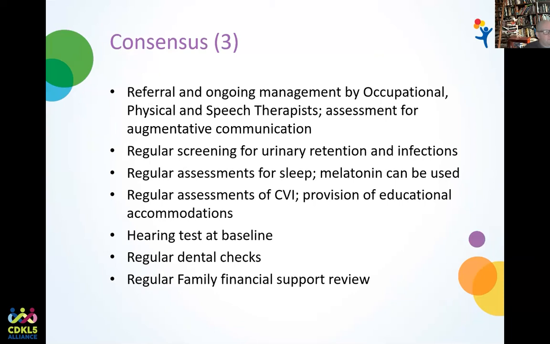There should be regular assessments for sleep, and melatonin can be used to treat sleep. Should be regular assessments for cortical vision impairment, or CVI. There should be provision of educational accommodations. Should be a hearing test at baseline. Should be regular dental checks, and there should be regular family financial support review. But these are all items that came through this consensus questionnaire. There weren't necessarily treatment recommendations other than those mentioned.